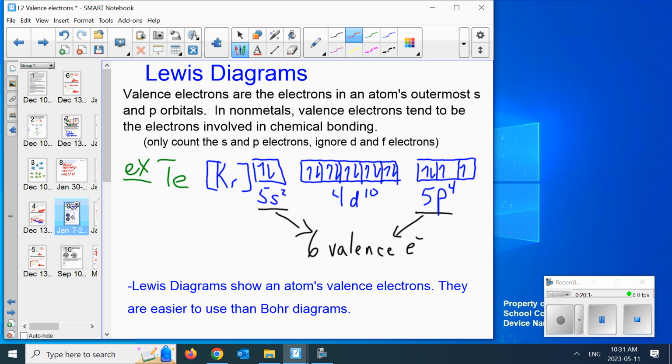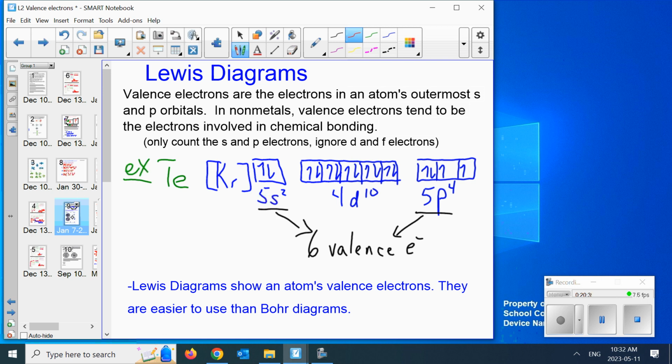Lewis diagrams show valence electrons. So what are valence electrons? The electrons in the outermost s and p orbitals. In non-metals, valence electrons tend to be the electrons involved in chemical bonds. They're more useful for non-metals than they are for metals, and things in the d-block, like iron and gold.